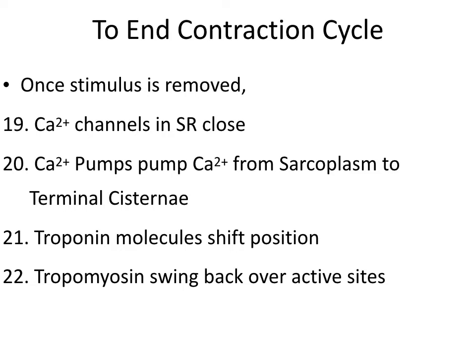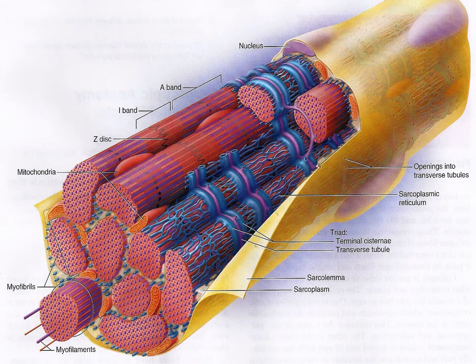If you cover those sites, guess what? Myosin heads can't attach, and therefore they can't undergo those power strokes and return strokes. They can't even attach in the first place. And that's how you end the contraction.